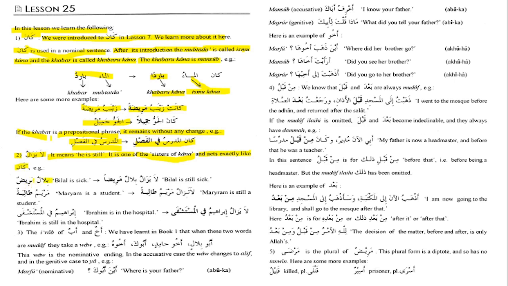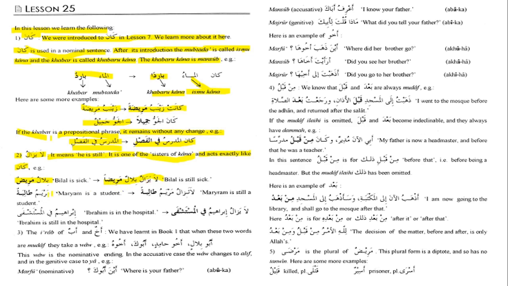So you have Bilalun maridun. Bilal is sick. And then it will become la yazalu Bilalun maridun, which means Bilal is still sick. Literally, it's like Bilal did not stop being sick. La yazalu means he kept being, or he did not stop being. So la yazalu Bilalun maridun, Bilal is still sick. In this case, zala yazalu is min akhawati kana, one of the sisters of kana, and Bilalun is your ismu zala, and maridun is khabaru zala.